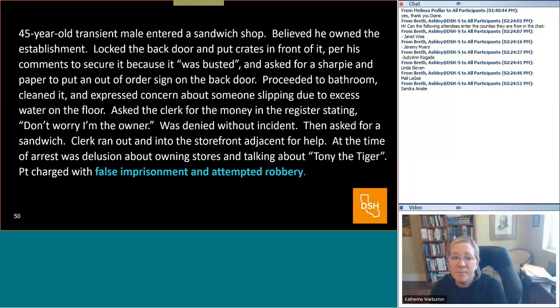Then he went into the bathroom, he cleaned the bathroom, and he expressed concern about someone slipping on the floor due to the excess water from him cleaning the bathroom. He then asked the clerk for some money in the register, stating, "Don't worry, I'm the owner." He was denied without incident. Then he asked for a sandwich, and the clerk was frightened, ran out into the next storefront, and called the police. When the police got there, the patient was clearly delusional about owning stores, and he was talking about Tony the Tiger. He was charged with felony false imprisonment and attempted robbery.